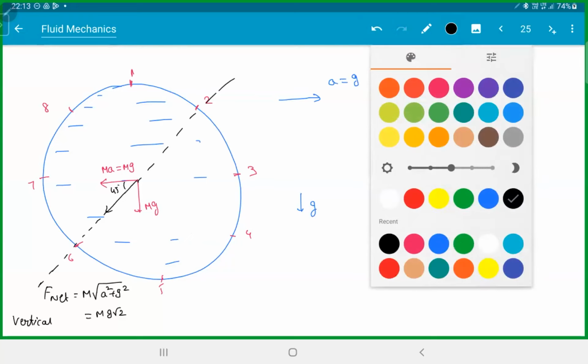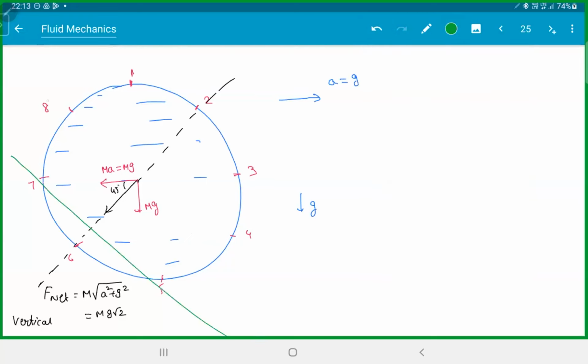So what is horizontal here? These are horizontals, no? I hope everyone is getting this logic here. And what will be the gravity according to this? So the whole system will think the gravity has become g root 2. Is that making sense? g effective.